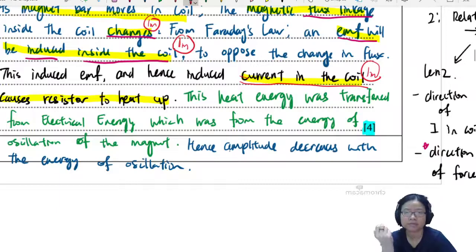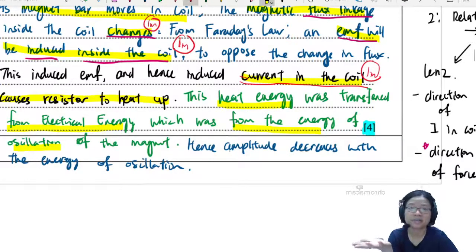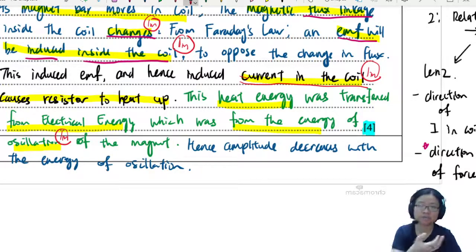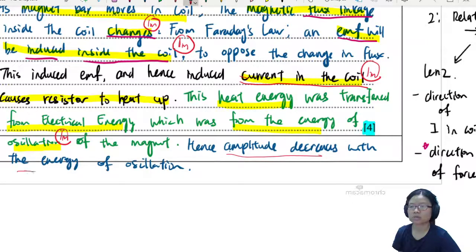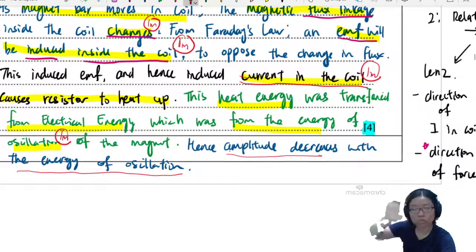And the final mark is when there is a mention about how this heat energy is from electrical energy, which is from energy of oscillation. Of course, you could write the sentence in reverse order. You could say the energy of oscillation is converted to the electrical energy, which is converted to the heat energy in the resistor. Hence, the energy of oscillation decreases. And because of this, the amplitude will decrease together. This one is not written in the mark scheme, but I add this here to round up the question.